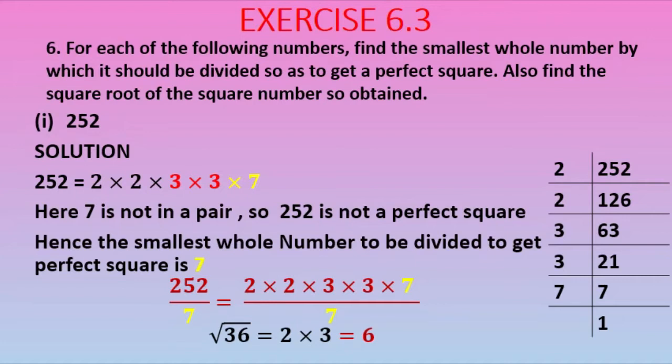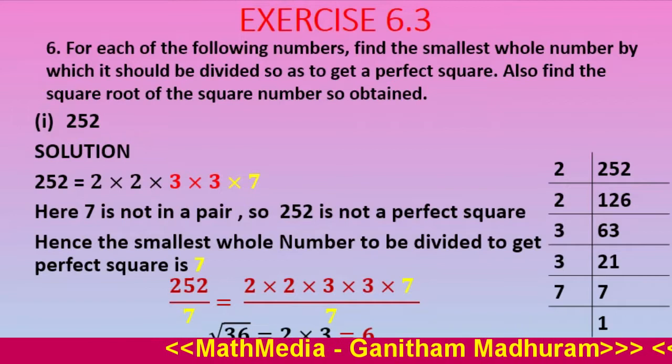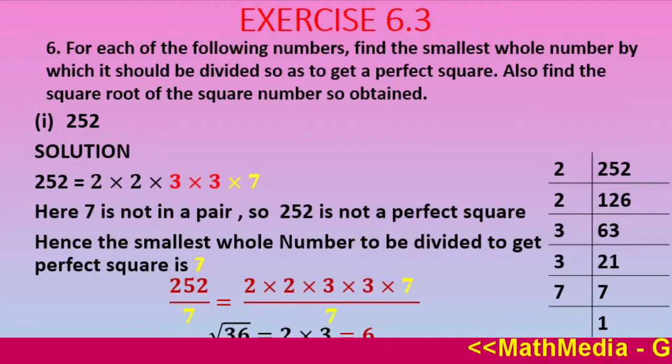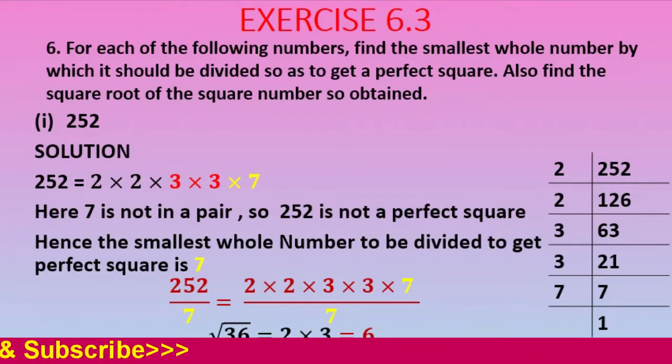To find the square root, from each pair of numbers we are taking one number outside. So from these two 2's we are taking one 2. Similarly, from these two 3's we are taking one 3. Hence the square root of 36 will be the product of 2 and 3, that is 6. So the square root of 36 will be 6 and the smallest number to be divided to get a perfect square is 7.